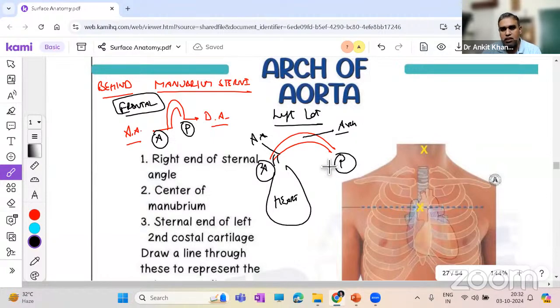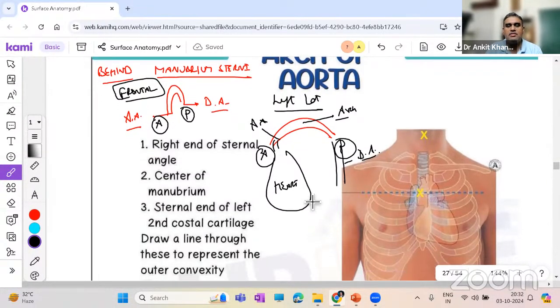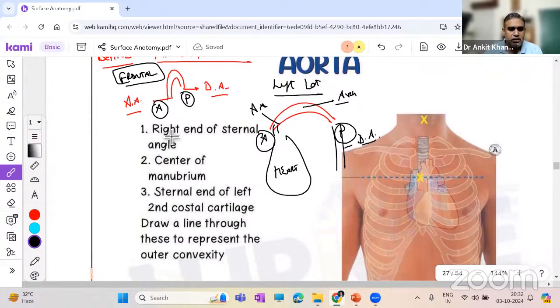It is going posteriorly to go down as a descending thoracic aorta. Okay. This is what we should know at least now. Looking at the points in the surface marking of arch of aorta, to begin with, we have what? A right end of a sternal angle.